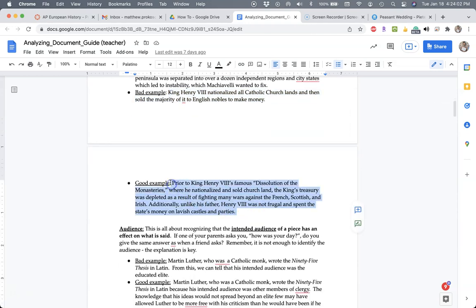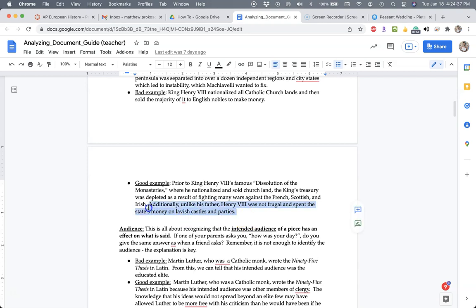This is a much better response. Prior to King Henry's famous dissolution of the monasteries, where he nationalized and sold church land, the king's treasury was depleted as a result of fighting many wars against the French, Scottish, and Irish. Additionally, unlike his father, Henry VIII was not frugal and spent the state's money on lavish castles. So this would have absolutely done the trick. Again, that is 1 sentence in this case, although it is a fairly complex sentence. I was also like, maybe it's kind of on the line. I just wanted to cover my butt. So I did add in an additional piece of context.